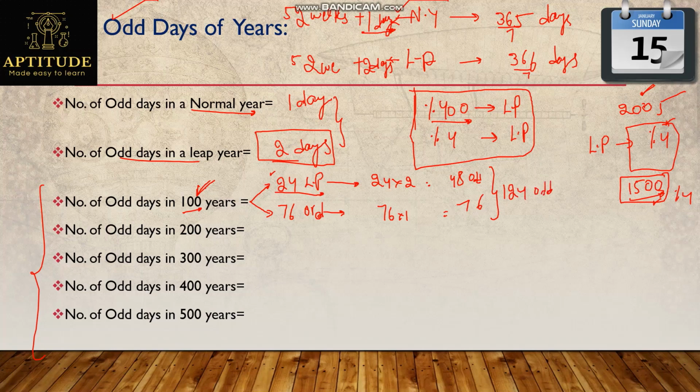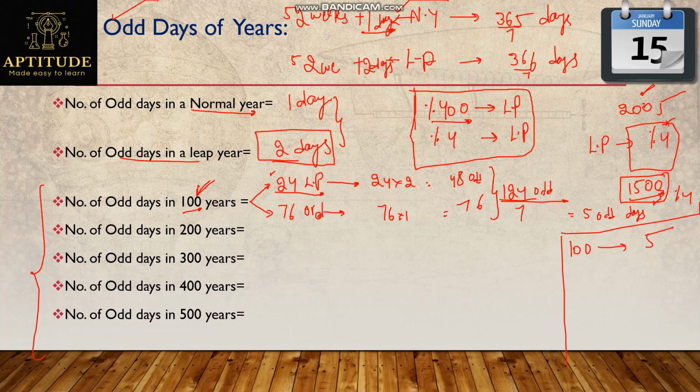See this, still 124. Using these 124 extra days, I can form some weeks, right? So divide this value by 7 and check the least number of odd days you can get. If I divide by 7, I'll get 5 odd days. Which means for 100 years, odd days will be 5.